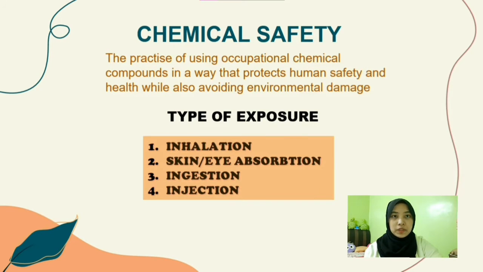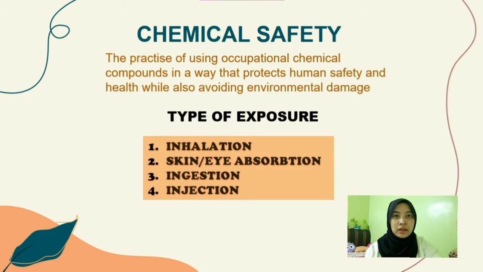Chemical safety is the practice of using occupational chemical compounds in a way that protects human safety and health while also avoiding environmental damage. It is important because many industries employ poisonous substances on a daily basis. There are 4 types of exposure.